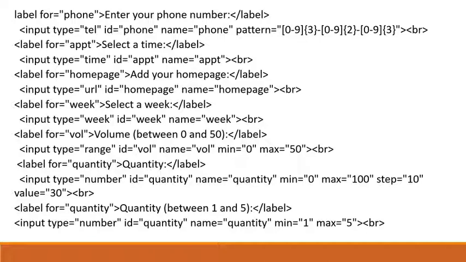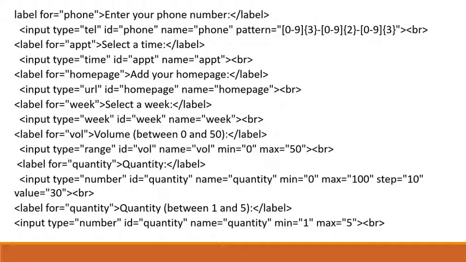Then the range, that is minimum range is 0 and maximum is 100. So here to set the volume between 0 to 50, minimum value is mentioned 0 and maximum is 50 and the type as range. For entering the number value, now see label for quantity, quantity slash label, input type is equal to number, ID is equal to quantity, name is equal to quantity, minimum is 0 and maximum is 100. Here the step value is mentioned, which defines that the number is incremented by 10, and the default value which is displayed in the text box is 30.